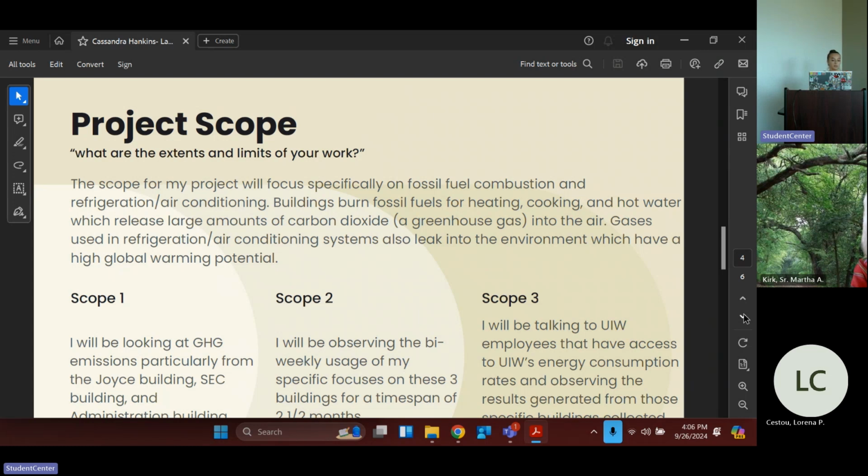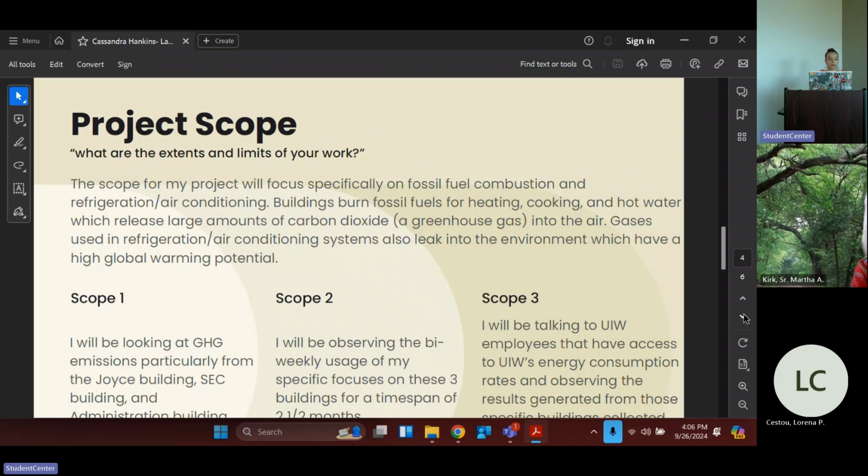Some of my fellow classmates are already looking at electricity consumption and energy consumption. So I wanted to focus more on those other ways that buildings contribute to climate change, which, as I stated, will be through fossil fuels and through fluorinated gases.